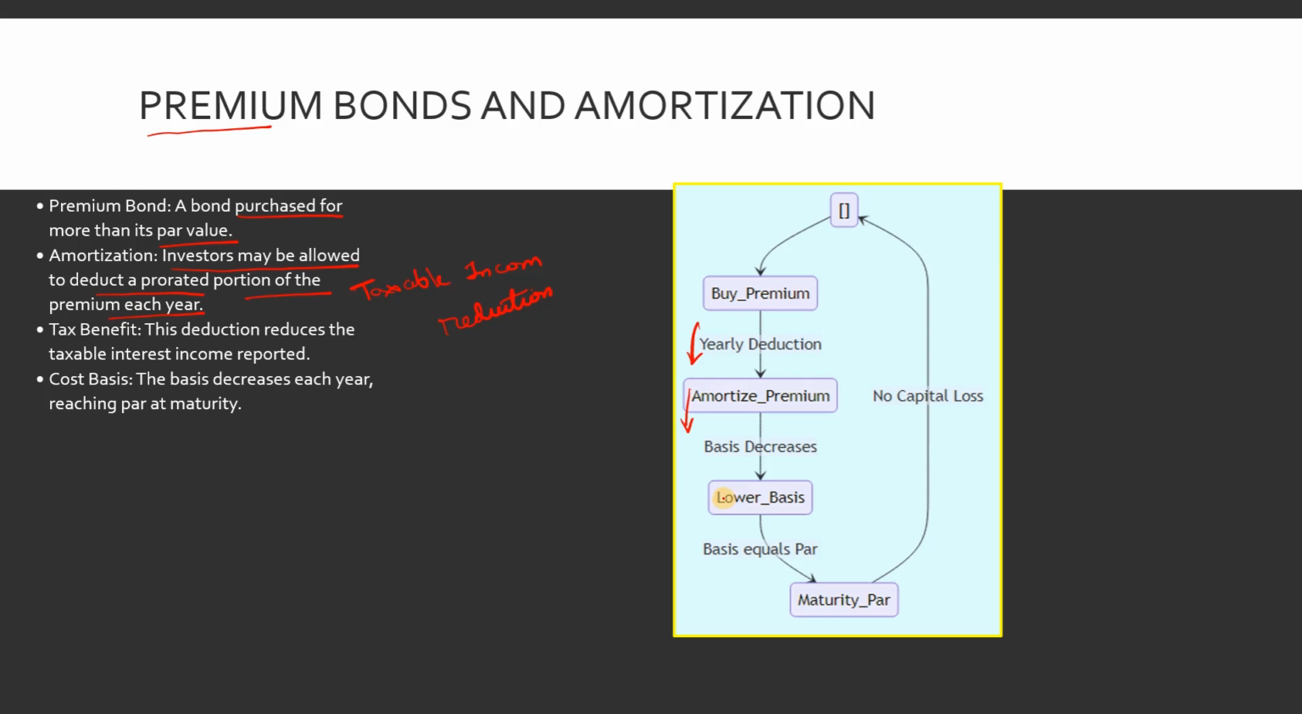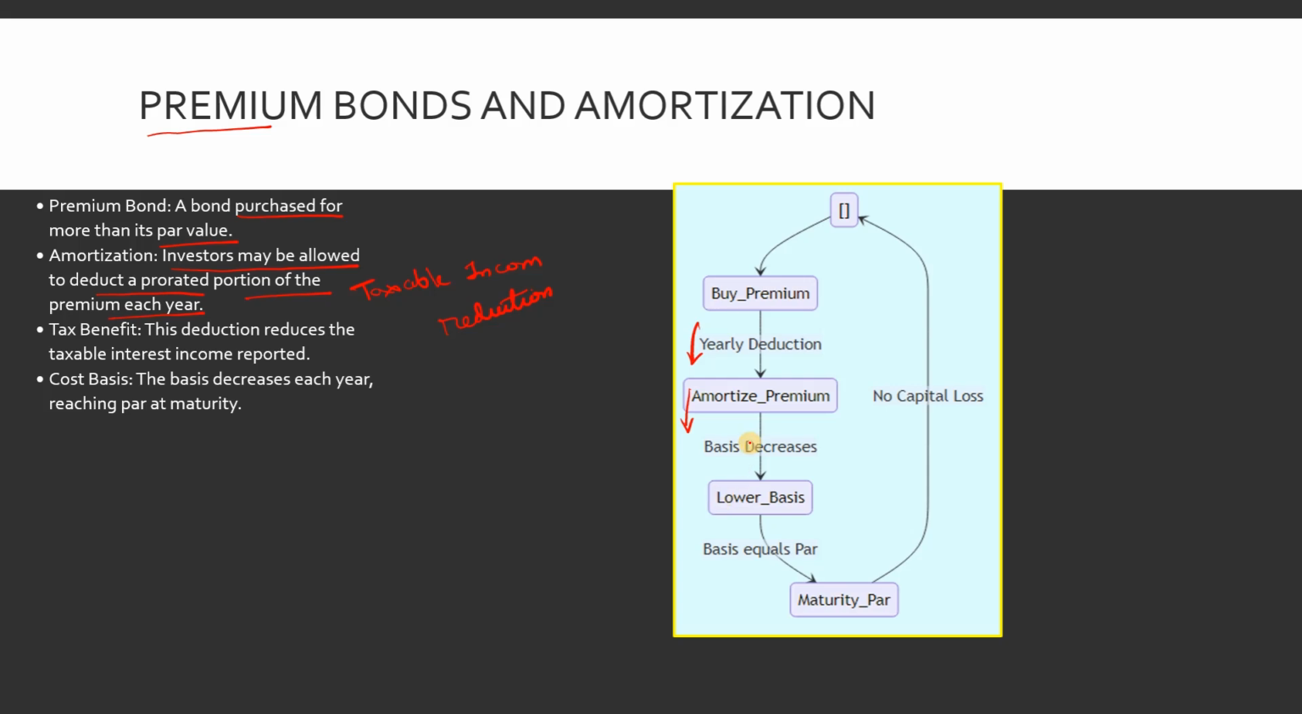As a professional, you should look for premium bonds in high-tax environments. While they might look expensive at first glance, the ability to write off that premium against your high-tax interest income can make them much more profitable on a net basis than a bond bought at par.